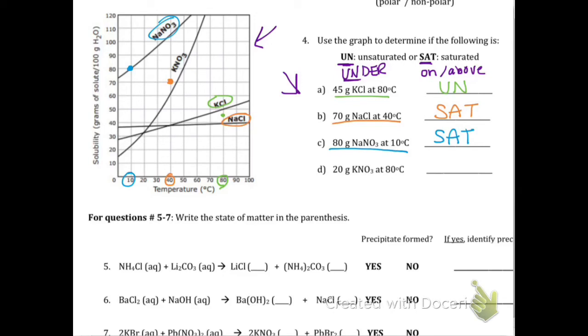Okay, this last one here, you have 20 grams of KNO3 at 80 degrees Celsius. So you're going to go back to 80 degrees Celsius here. You're going to go up to 20 grams, which is here. KNO3 is all the way over here. Okay. That is way under the line. There is no line there, so it is unsaturated. Unsaturated, under the line. All right, on to the next section.